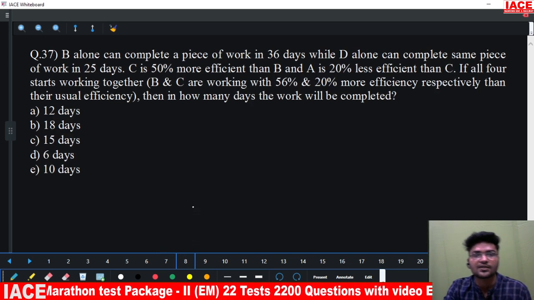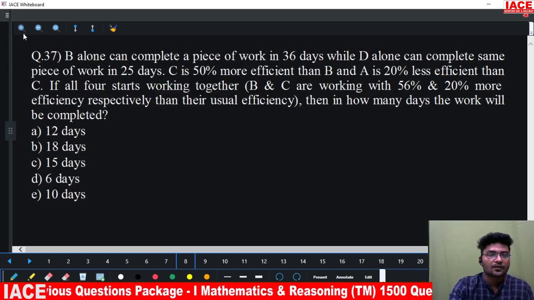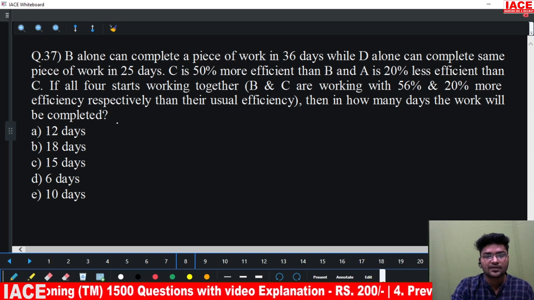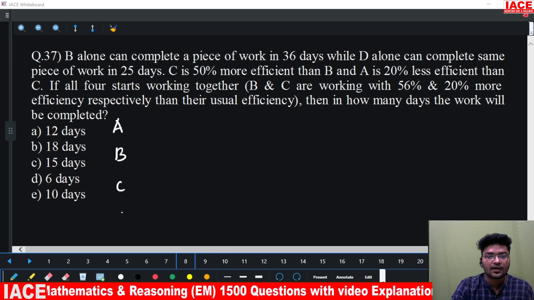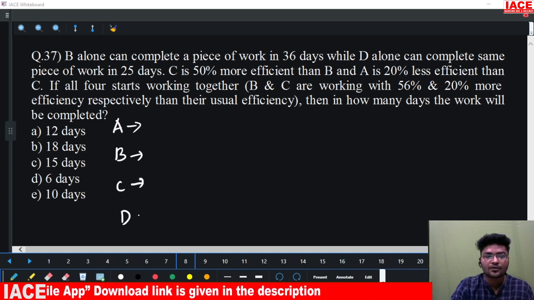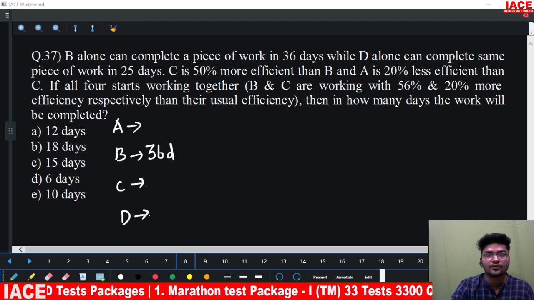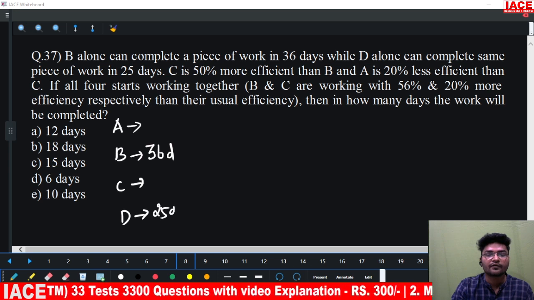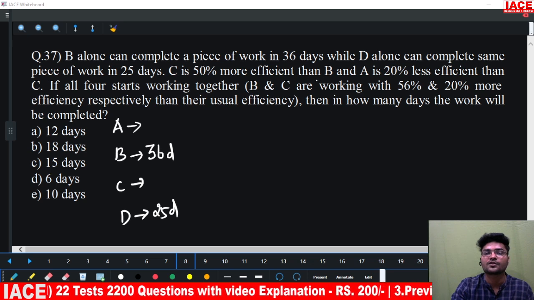Next, question number 37. We have 4 persons here, A, B, C and D. So, first of all, what is the information given to us? B alone can complete the work in 36 days, while D alone can complete the work in 25 days. C is 50% more efficient than B.